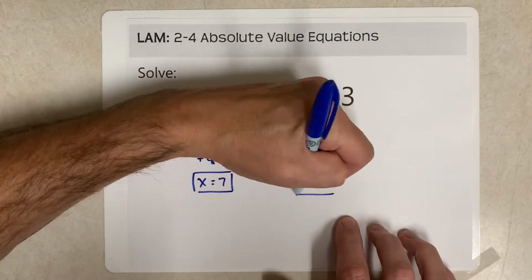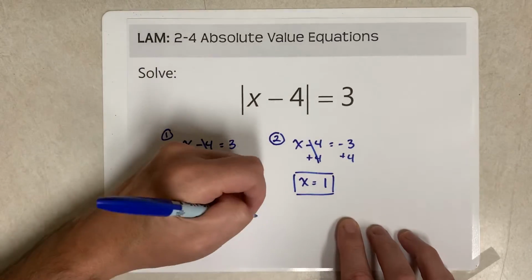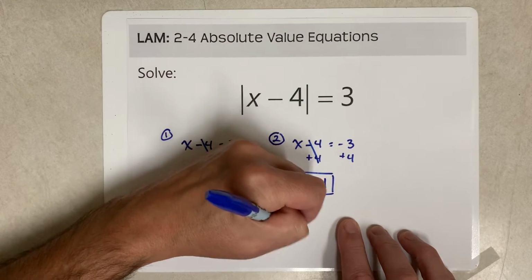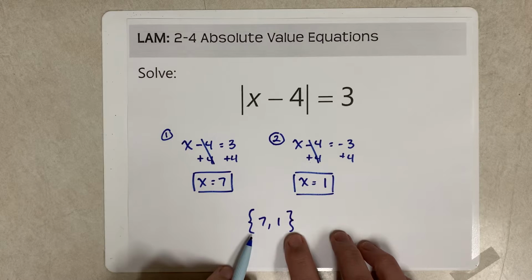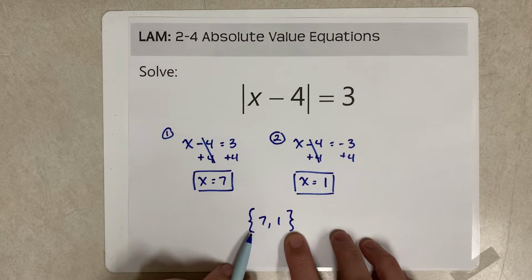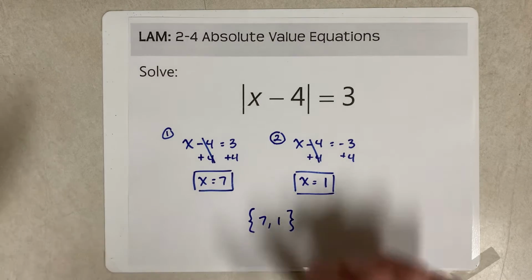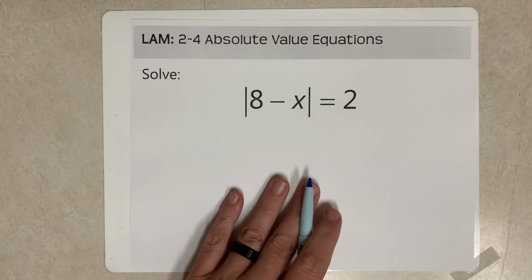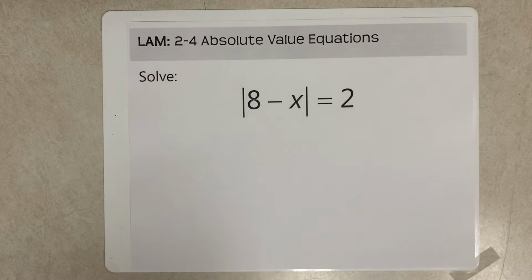And then some teachers and professors are going to want you to write them as a solution set. 7, comma 1. Note, those aren't parentheses, those are curly brackets, or braces if you want to call them that. 7 and 1 are our two solutions, and you just put those inside those braces or curly brackets. I'm not going to do that. I'm just going to write the solutions down every time.